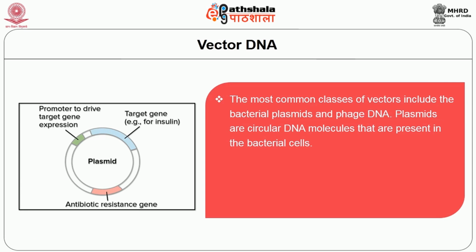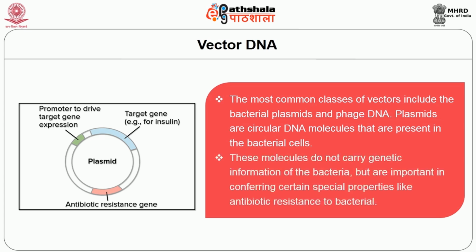The most common classes of vectors include the bacterial plasmids and phage DNA. Plasmids are circular DNA molecules that are present in the bacterial cells. These molecules do not carry genetic information of the bacteria but are important in conferring certain special properties like antibiotic resistance to the bacterial cells.